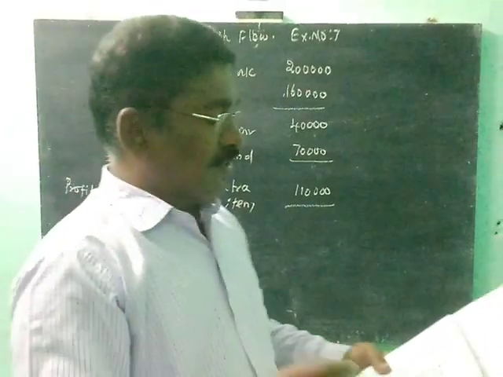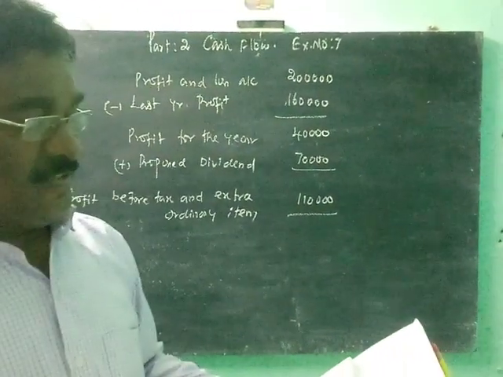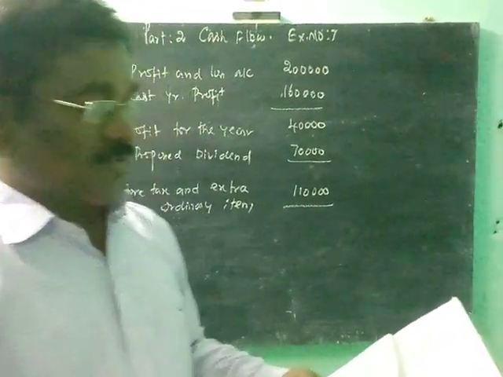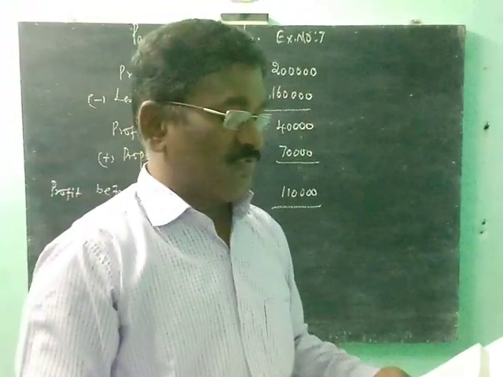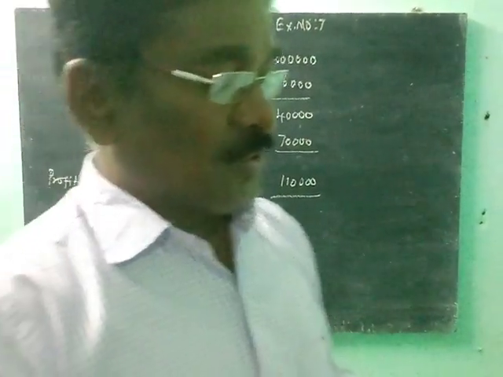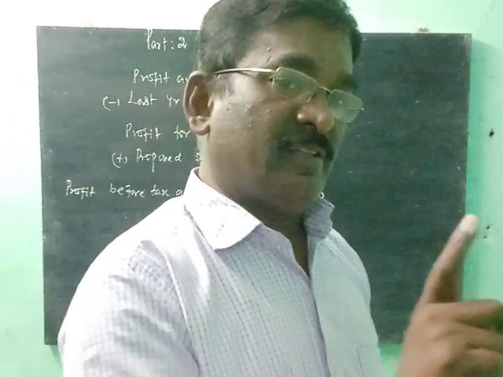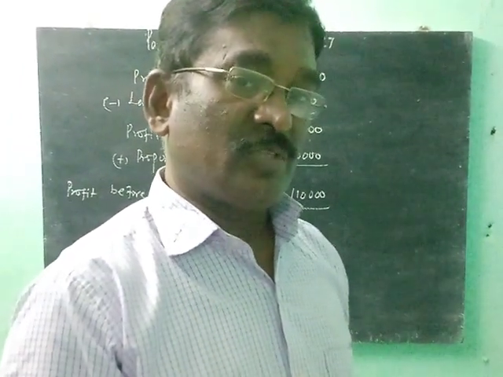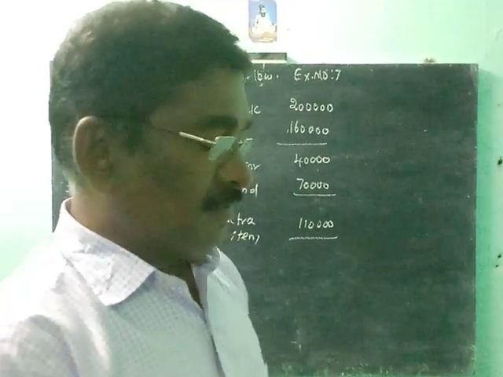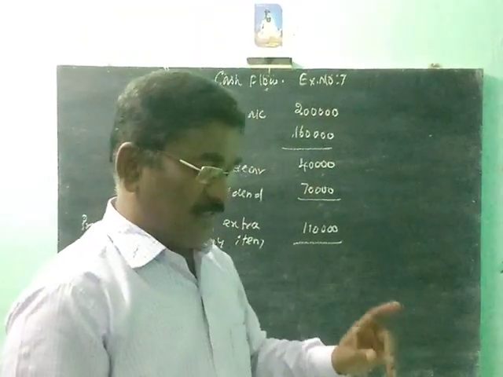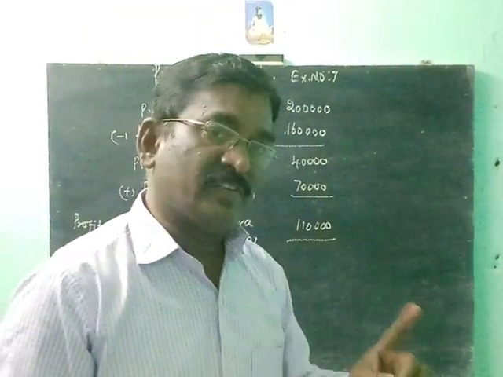So in note number 2, short-term provision, proposed dividend 70,000, 60,000. 60,000 for 2016, 70,000 for 2017. 2016 proposed dividend provided for last year, that is paid in this year. So that is paid, a cash outflow. But in this year 2017, the company proposed 70,000.